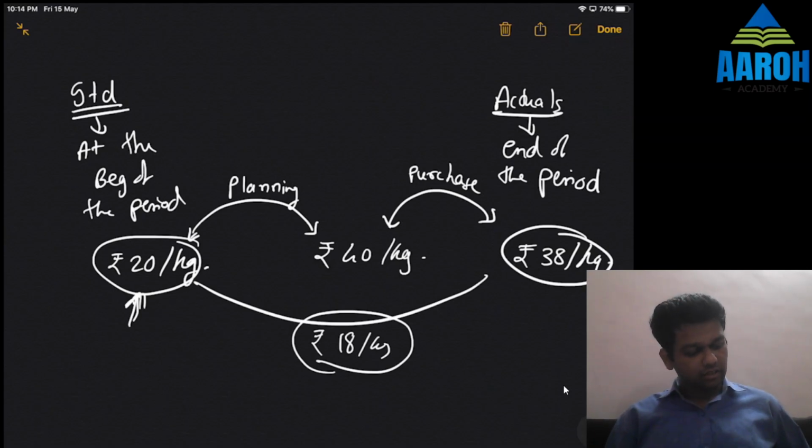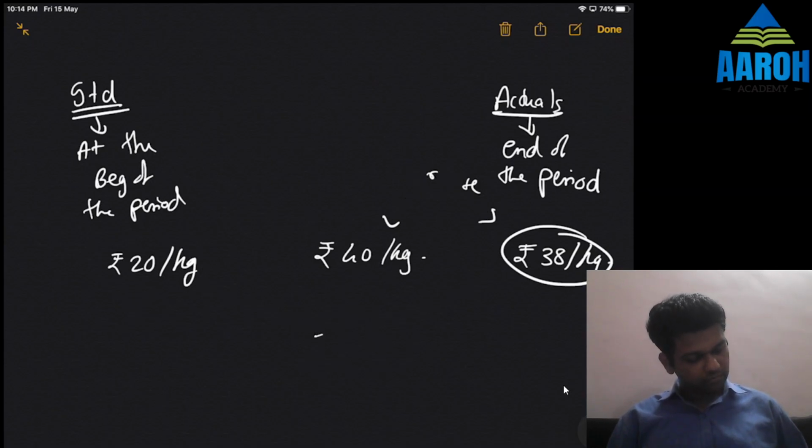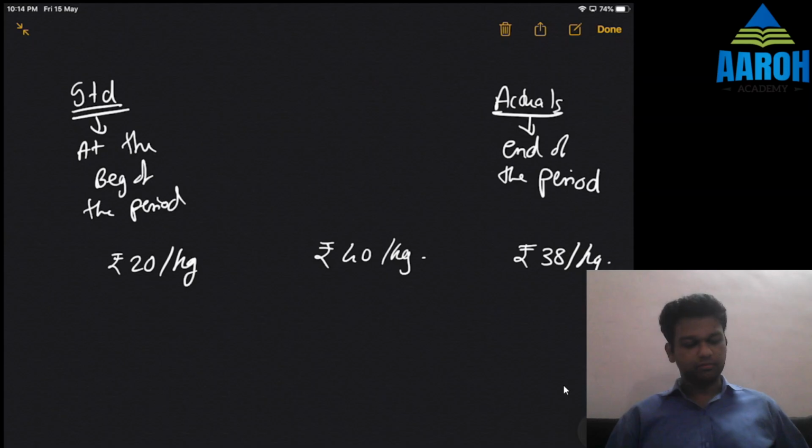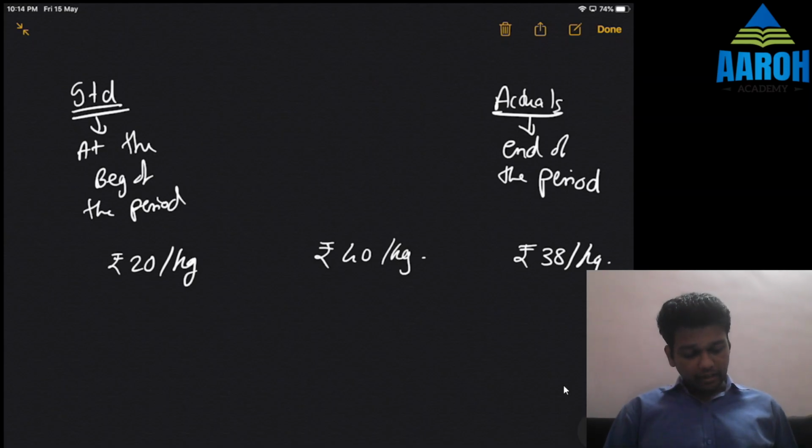Now let me erase this and let's try to give this some formal names. Let's say the standard that we set at the beginning, which was 20 rupees per kg. That standard is called as ex ante standard.